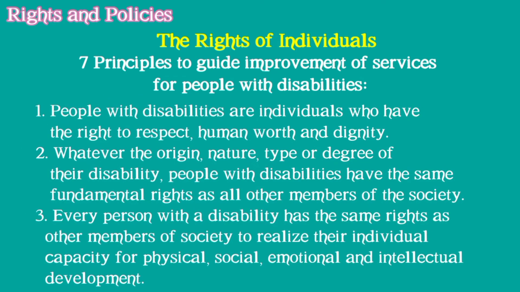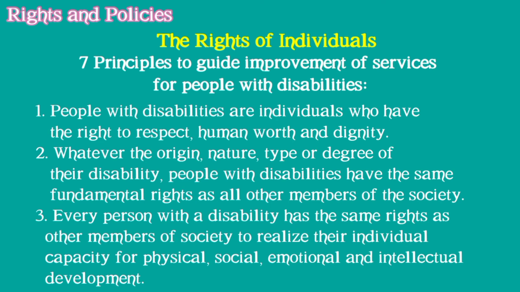Number 1, people with disabilities are individuals who have the right to respect for human worth and dignity. Number 2, whatever the origin, nature, type, or degree of their disability, people with disabilities have the same fundamental rights as all other members of society. People with disabilities should have the same rights to privacy, social justice, freedom of choice, freedom of expression, and all other human rights that members of a free and democratic society should expect.